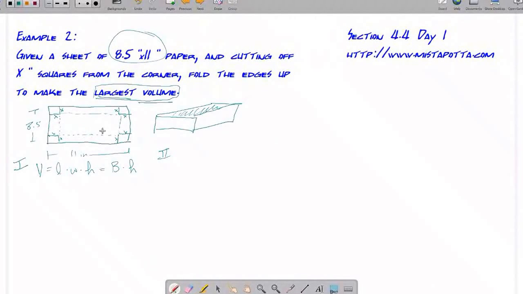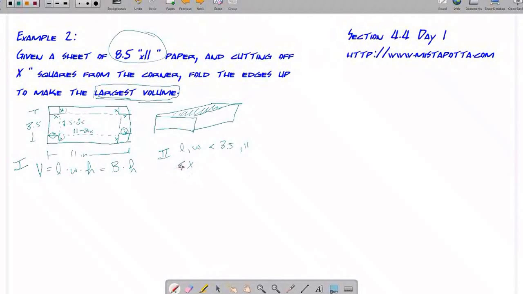This base is no longer going to be 11 inches. It's actually going to be 11 minus 2x. So this is the length, and this width is similar, going to be 8.5 minus 2x. So using this restriction that basically the length and the width have to be less than 8.5 and 11 inches respectively, I also have a restriction on this x.